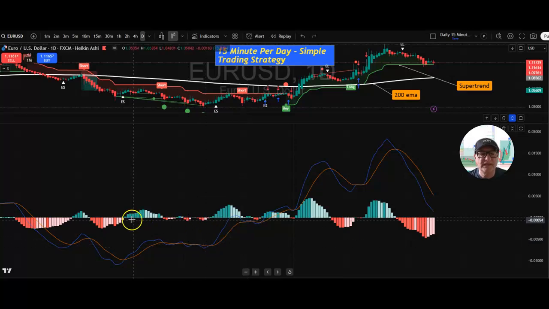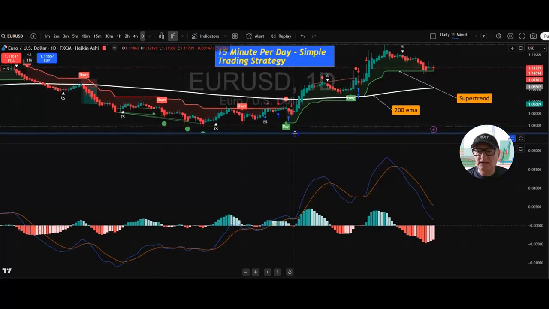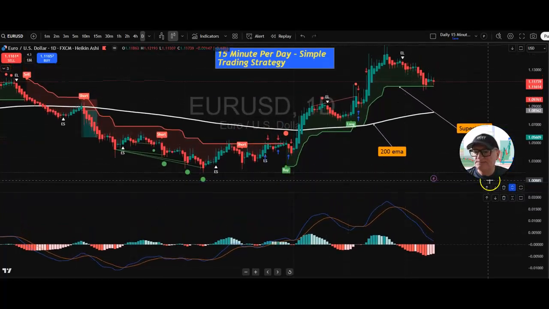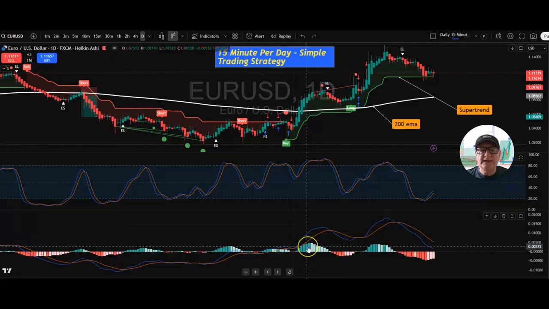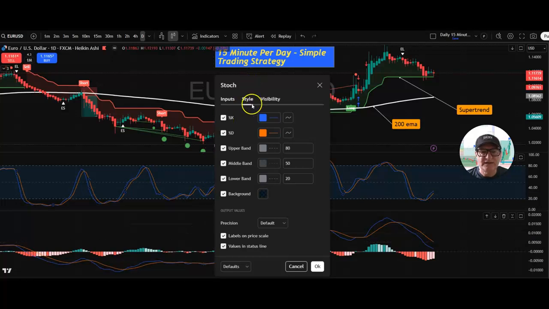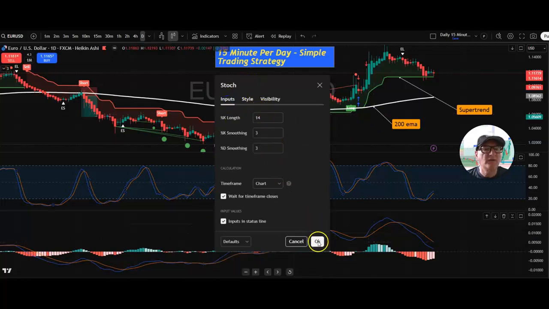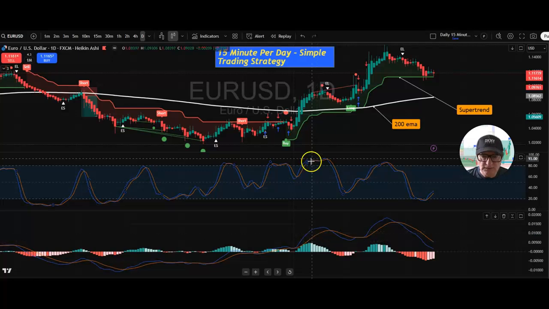The other thing that we see here is the histogram going green and then going red. So this is really, really important, and as part of this strategy is vital. So let's get a little bit more detailed. The other tool we have here is the stochastic, which is a standard stochastic 14, 3 and 3. Very simple to use indeed.